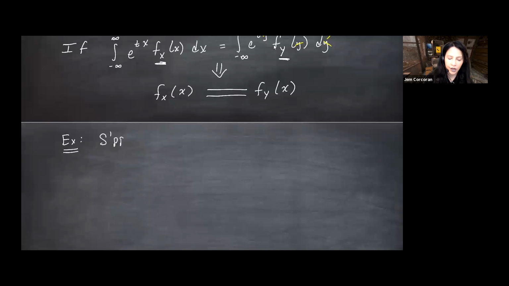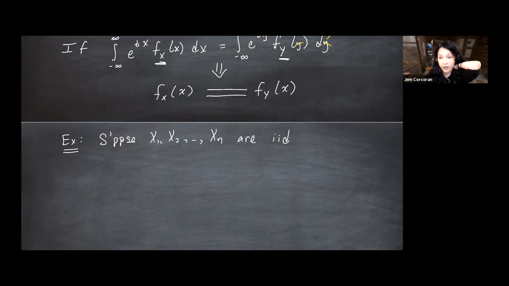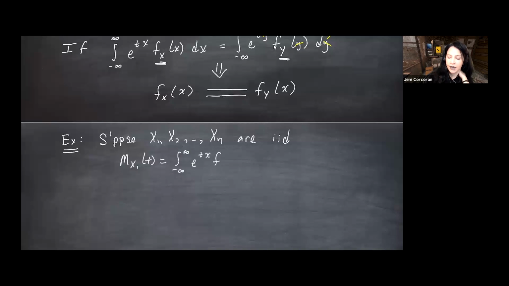Suppose that X1, X2, etc. are independent and identically distributed from some distribution. And so the moment generating function for each one is going to be the same, right? Because if you find the moment generating function for X1, that means you integrate or sum e to the tx times the PDF for one of the X's, right? And they all have the same PDF, so they all have the same moment generating function.